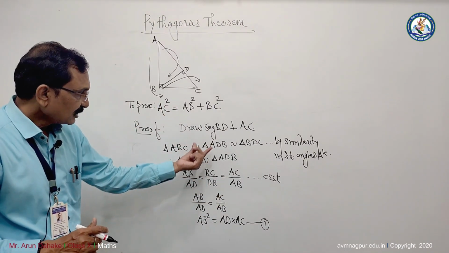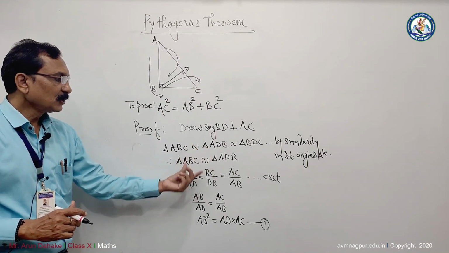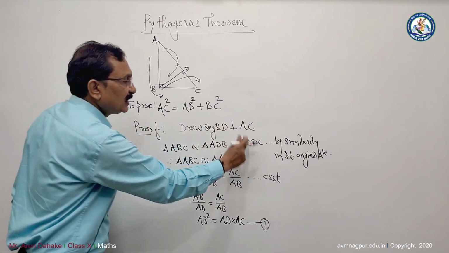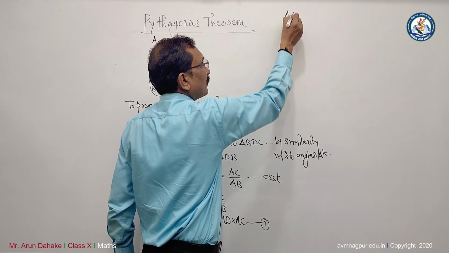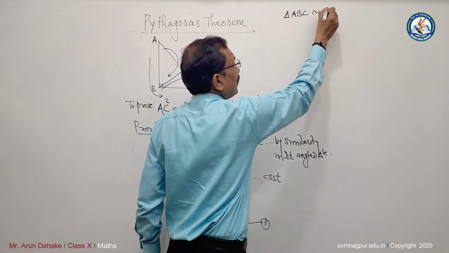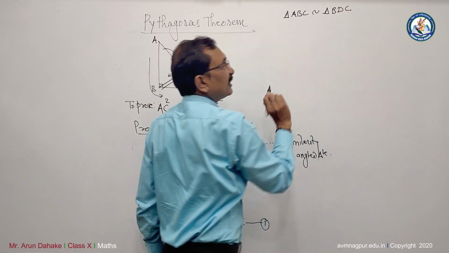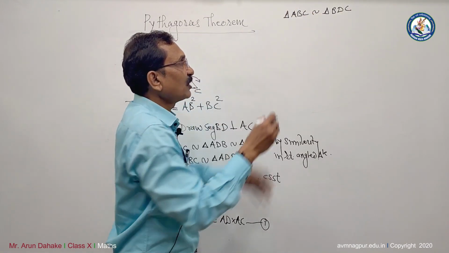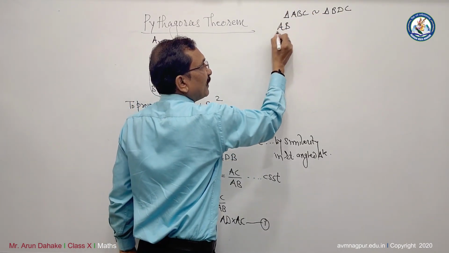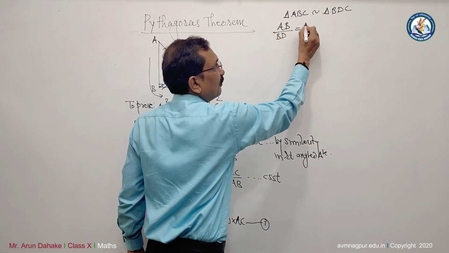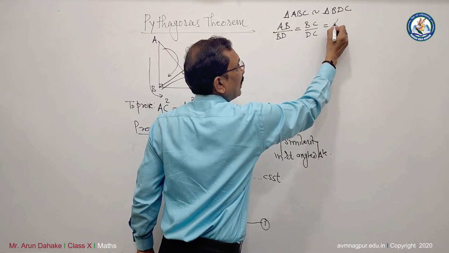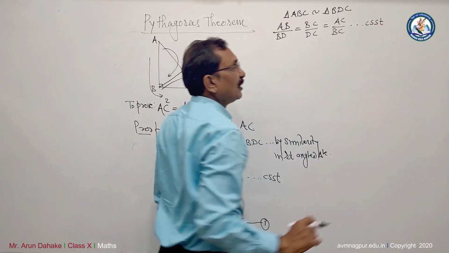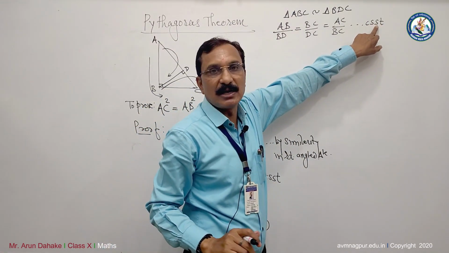Now after taking this first pair of triangles, you select the second pair, with the original one ABC and BDC. Triangle ABC is similar to triangle BDC. Consider these two triangles. Once you have got that these triangles are similar, again you write that the corresponding sides are in proportion. So what is that? AB upon BD is equal to BC upon DC is equal to AC upon BC. Again, this is the reason here. CSST means corresponding sides of similar triangles.